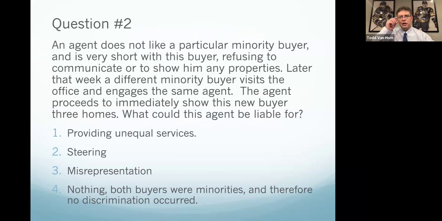An agent does not like a particular minority buyer and is very short with this buyer, refusing to communicate or to show him any properties. Later that week, a different minority buyer visits the office and engages the very same agent. That agent proceeds to immediately show this new buyer 3 homes. What could this agent be liable for? Would it be for providing unequal services? Would it be for steering? Would it be for misrepresentation? Or nothing, because both buyers were minorities and therefore no discrimination occurred? So what do you think it is?